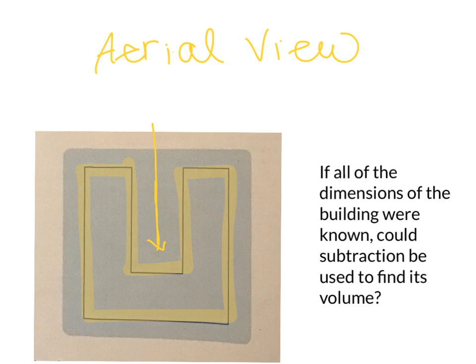So how would I use subtraction to find the volume of this roof? Remember, you have to find the entire volume, and the little empty space here volume, and then you subtract it, and you would get the volume of only this shape, what's in there. So yes, you can use subtraction.